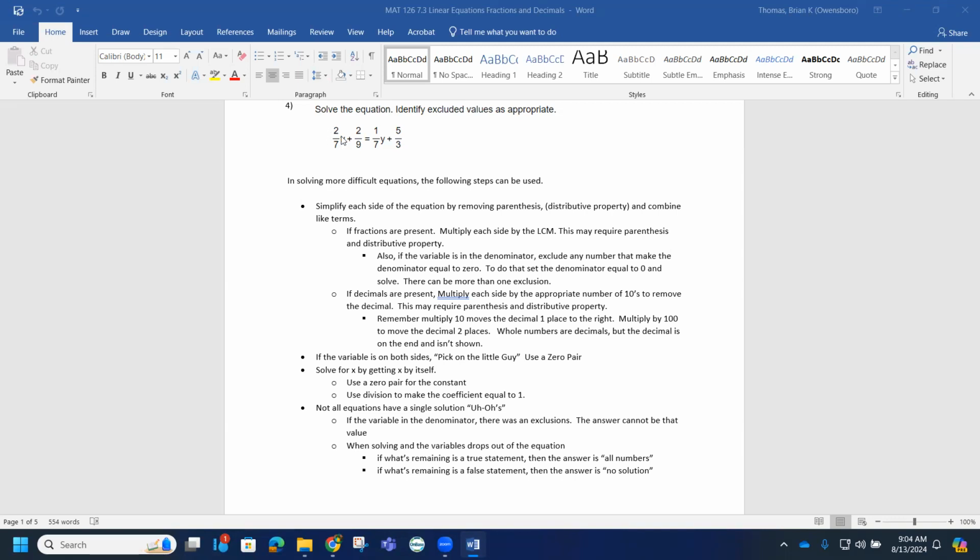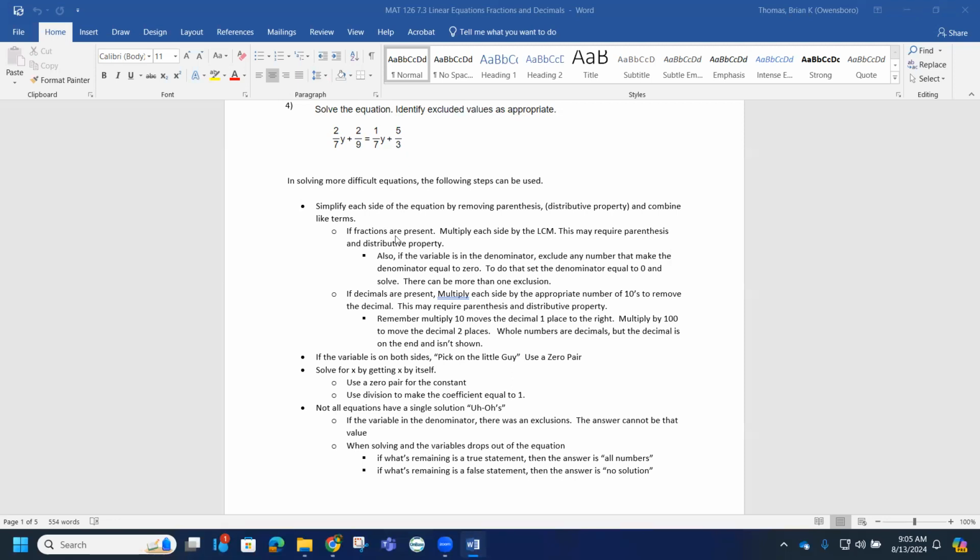So the 2/7 is a coefficient. The y is the variable here. So that's one term. And 2/9 is called a constant because it does not have a variable. So these two terms are not considered combinable. And the same thing on this right-hand side, the 1/7 y and the 5/3 are not like terms.